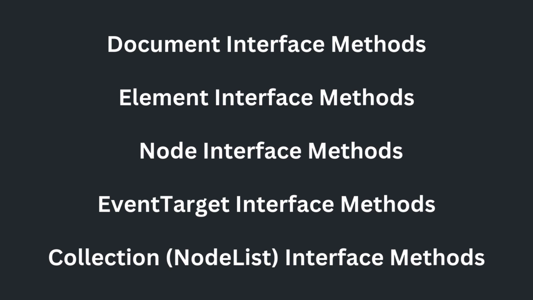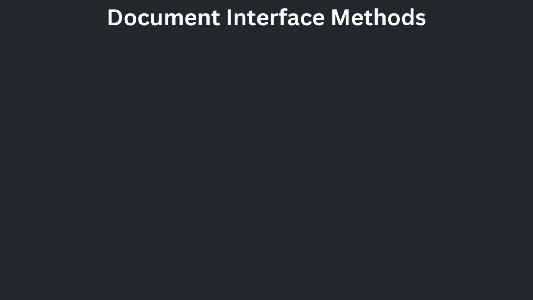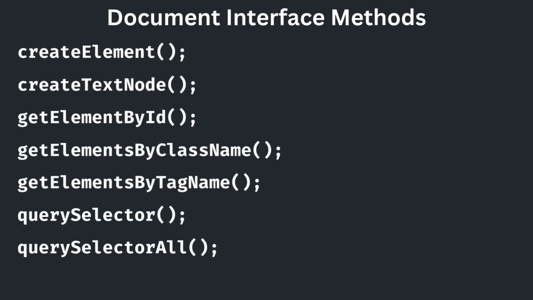We can divide the DOM into 5 categories: document interface methods, element interface methods, node interface methods, event target interface methods, and collections, also known as node list interface methods. So let's start with the document interface methods. This category represents the entire HTML document and serves as the entry point to the content.